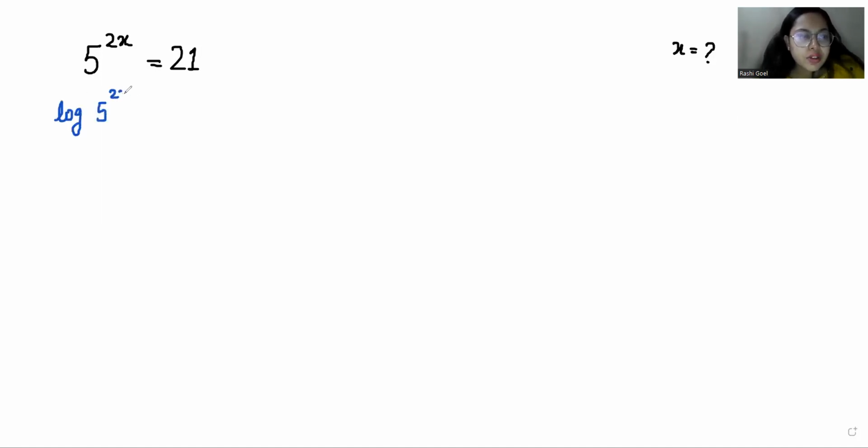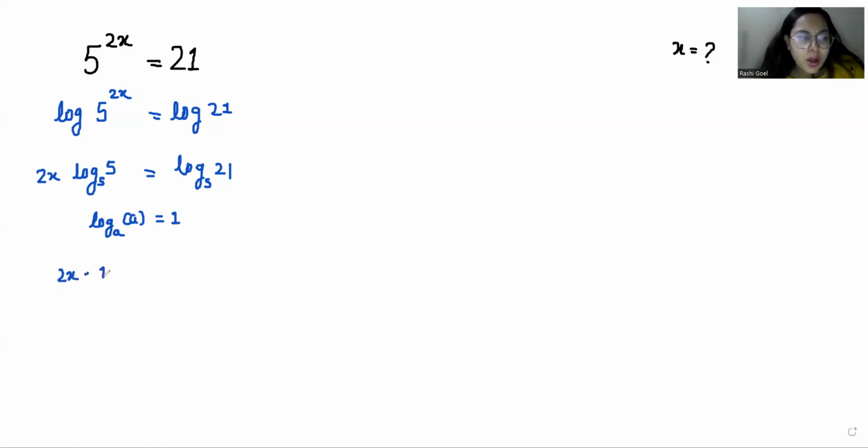So log 5 power 2x is equal to log 21. So 2x log 5 is equal to log 21. So I'm taking base 5 on both sides, and according to the log rule, log a with base a is always equal to 1. So 2x times 1 is equal to log 21 base 5. So 2x is equal to log 21 base 5. So x is equal to log 21 base 5 by 2.